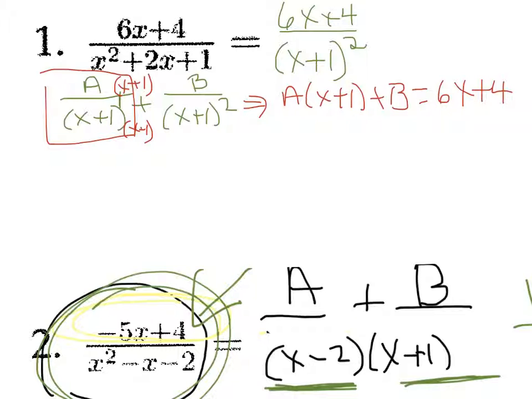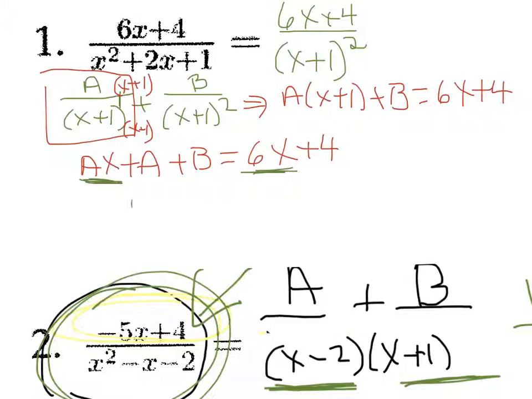Okay, so now let's distribute. This would give us Ax plus A plus B is equal to 6x plus 4. So this is a really easy one. We know that this would have to be equal to 6x, so A has to be equal to 6, and so A plus B, the leftover stuff, would have to be equal to 4.